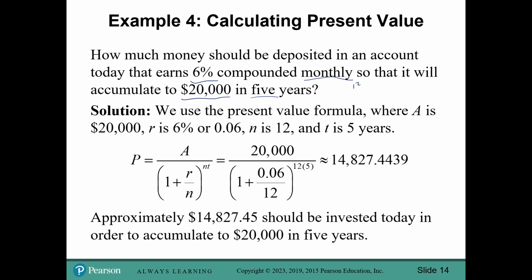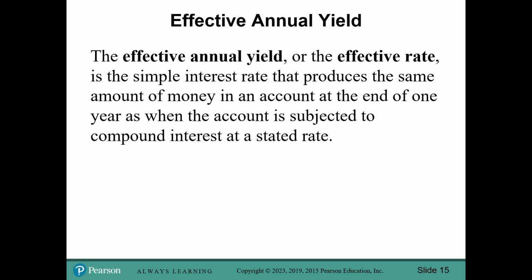Now that $20,000 won't all be interest. It'll include your initial investment, right? But you'll be able to bring that $14,827.45 up to 20 grand in 5 years in that 6% compounded monthly account. It's all about the formulas and the calculations.